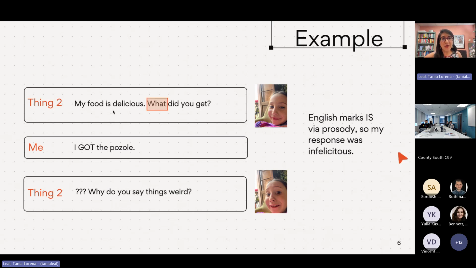So why the confusion? Well, because she opened a variable with the word what. She was expecting me to fill it with pozole, which I did, but instead of stressing it, I stressed the verb. In other words, the information structure and the prosody didn't line up. And we typically expect prosodic prominence, the stress, to fall on the element that carries focus or the new information in English. When that expectation is violated, even in a simple exchange like this one, the result is infelicity.